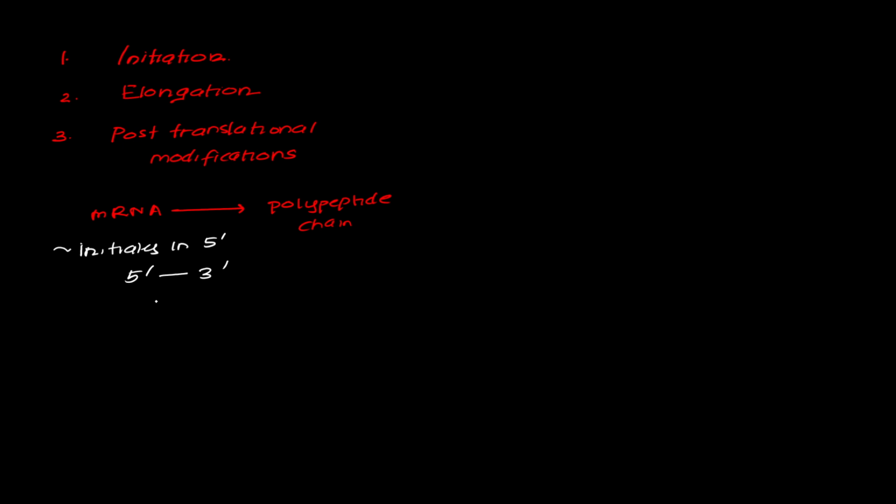So there's a subtle difference between prokaryotes and eukaryotes. In prokaryotes, translation can happen simultaneously with the transcription. But this is not allowed in eukaryotes because transcription in the eukaryote takes place in the nucleus, whereas the translation process happens in the ribosomes within the cytoplasm. So it is not allowed in eukaryotes.